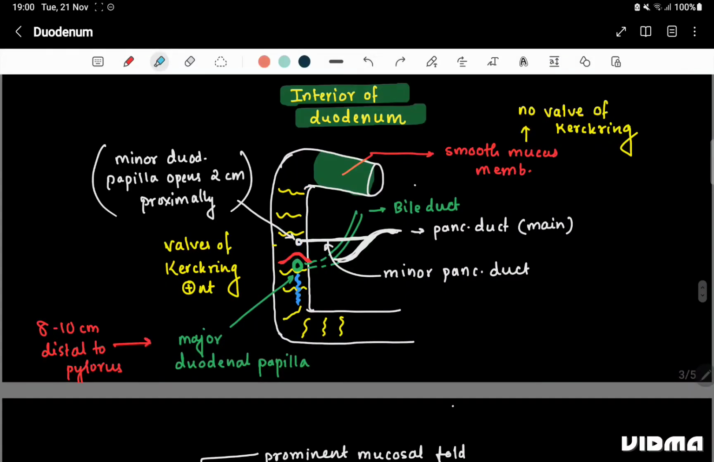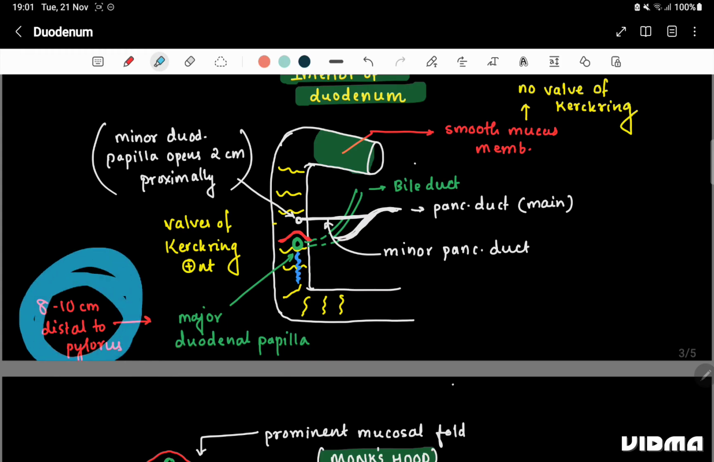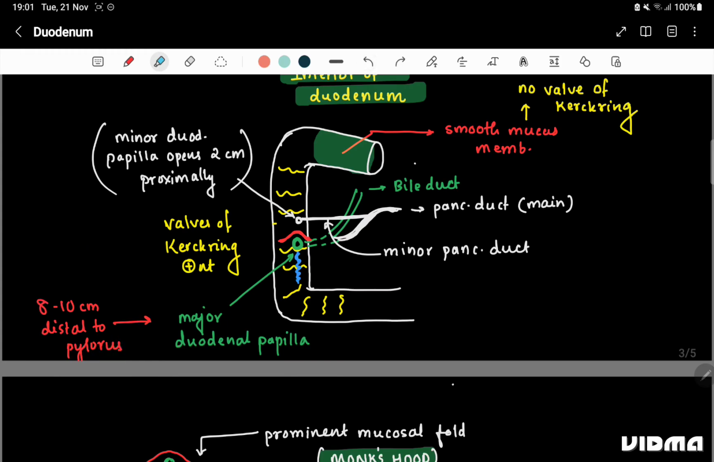Here the second part is there. Talking about the second part, what are the features? We have the valves of Kerckring, which are yellow structures. We have a minor duodenal papilla which opens 2 cm proximally, and the major duodenal papilla which opens 8 to 10 cm distal to the pylorus.